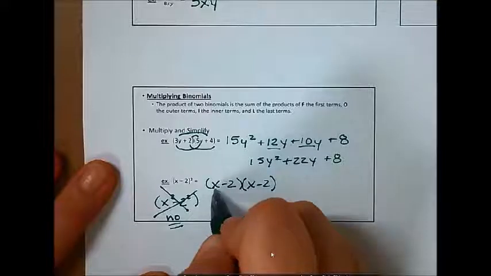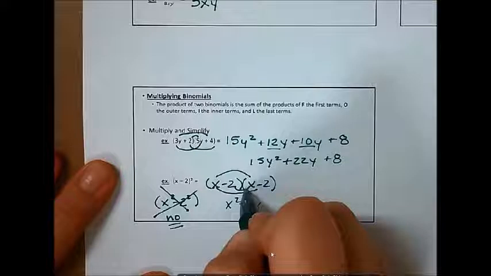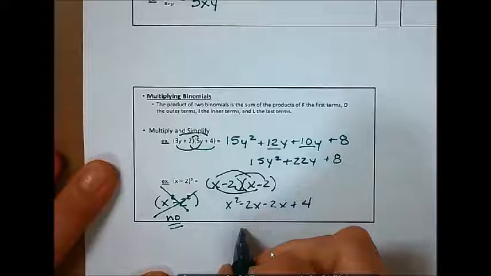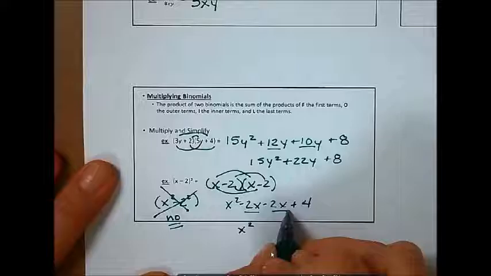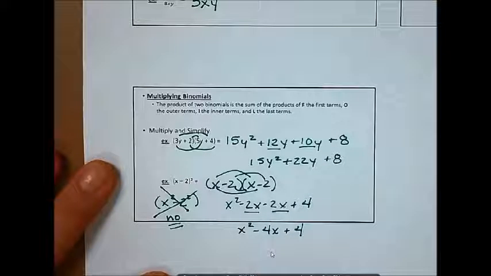First, x squared. Outer, negative 2x. Inner is also negative 2x. And last, we get plus 4. X squared, combine our like terms, minus 4x plus 4. And that's all there is to it.